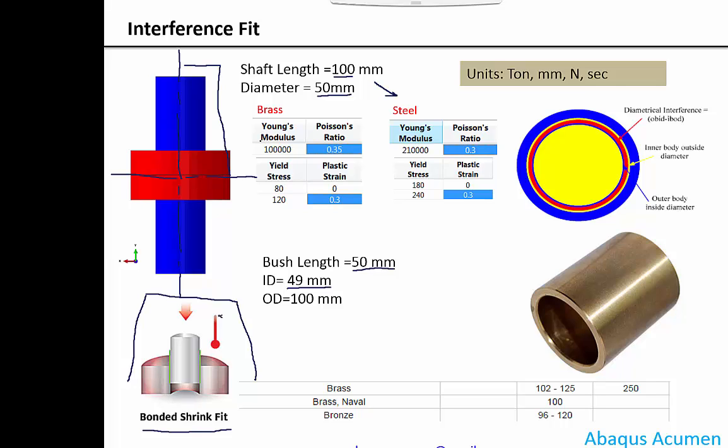Now the typical properties we have taken for brass are 100 GPa. We are going to use the tonne-millimeter-Newton-second unit system, so this will be in MPa. So 100 kMPa, Poisson's ratio 0.3, 80 is the yield stress for 0 plastic strain, and 120 for 30% plastic strain. Steel is typically 210 GPa, 210e03 MPa, then you have 180 for the yield stress and 240, with Poisson's ratio 0.3.